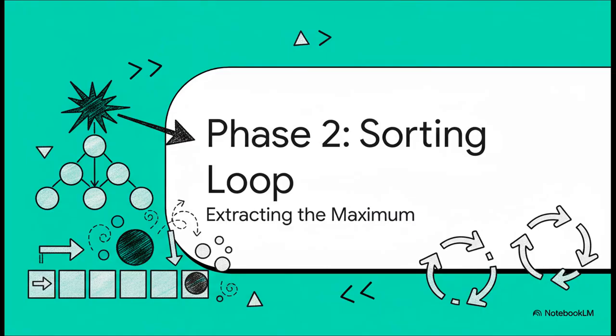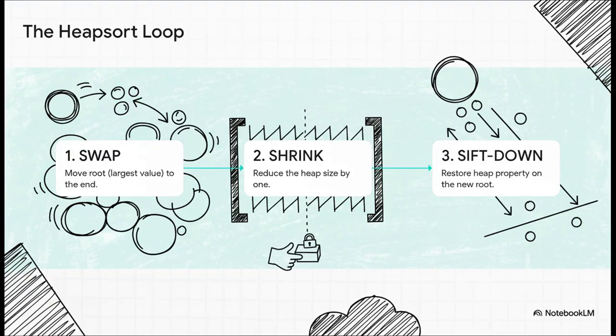All right, so our max heap is built. We now have an ironclad guarantee. The biggest element in the entire array is sitting pretty right at the root, at index 0. This kicks off phase 2, the sorting loop. This is where we're going to systematically pull out the biggest element and lock it into its final sorted spot. And this process is like this really elegant 3-step dance.